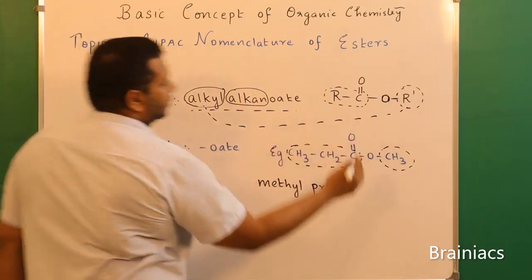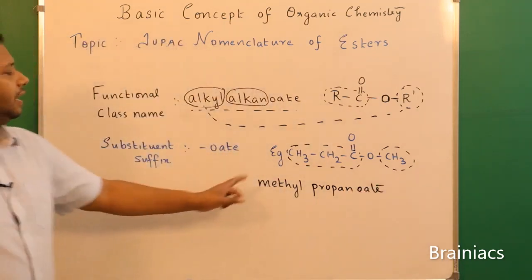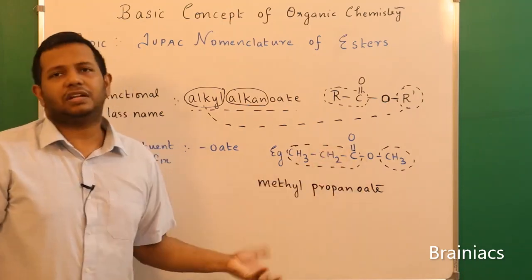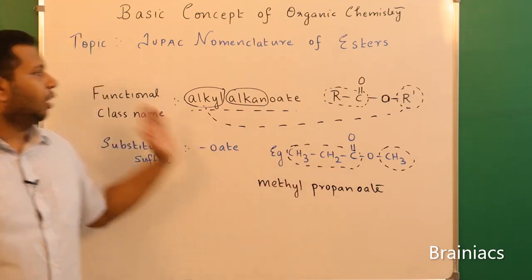Then we know that it is an ester, so use the term OATE. So the answer is methyl propane. Some people say methyl propane 1-oate, which is also correct. Or we can say methyl propanoate. Correct? I hope you understood.